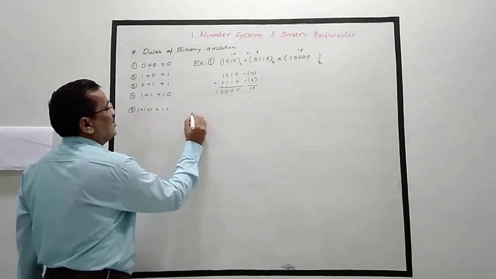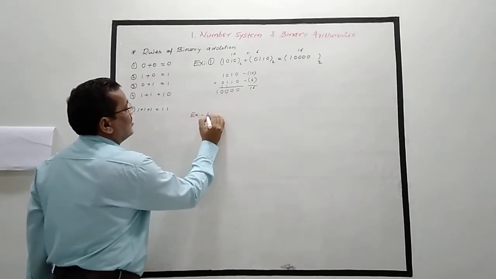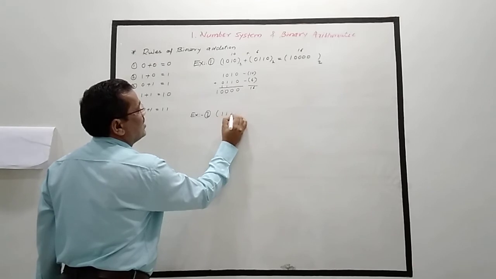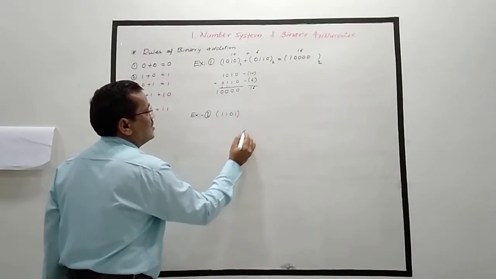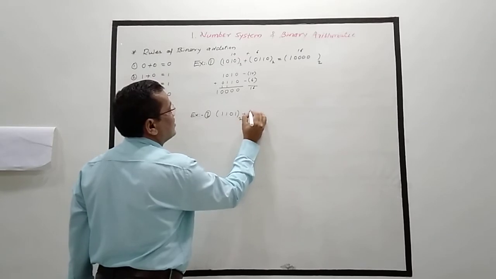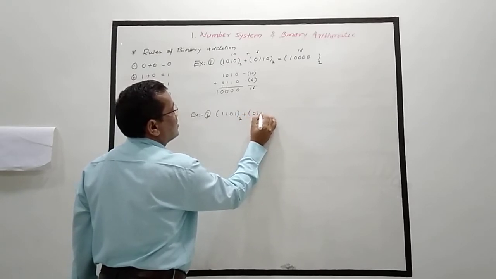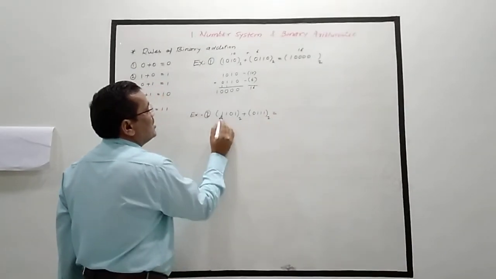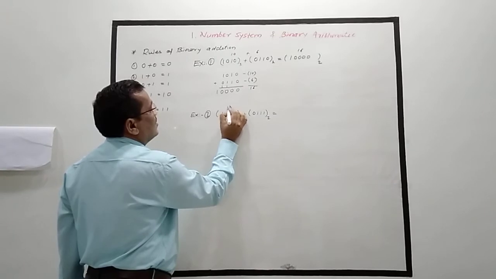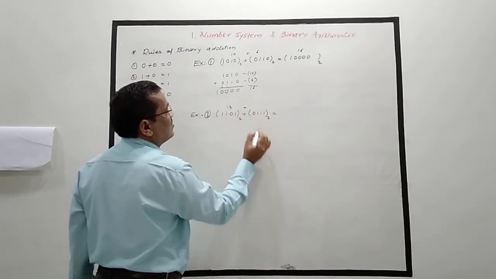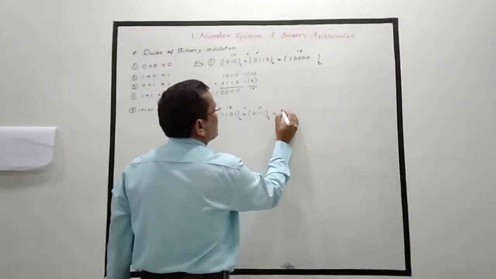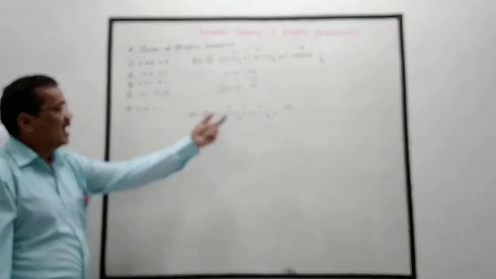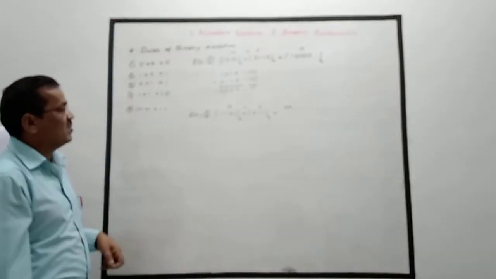Take another example. 1101 is adding with 0111, which is 13 in decimal, added with 7, so it is to be 20. So we will get a binary number which is equivalent to 20 in decimal.